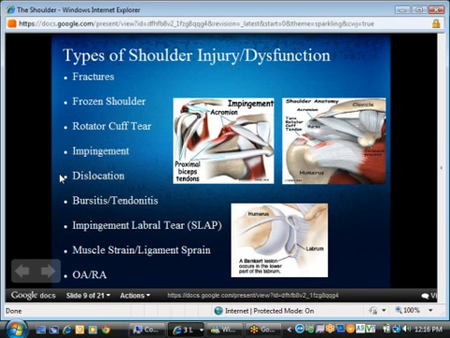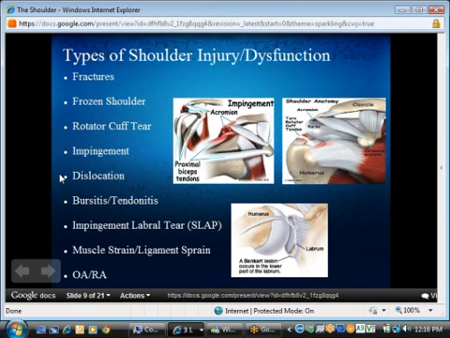So usually people who have a SLAP lesion have pain in the front part of the shoulder, and the pain increases with lifting or twisting the wrist. Also muscle strain and ligament strain. Again, most shoulder injuries happen from overuse of the joint.